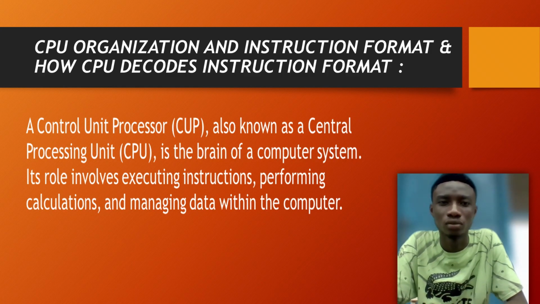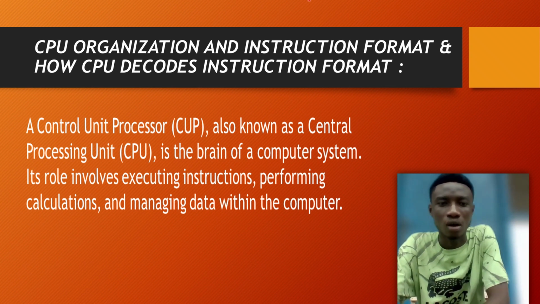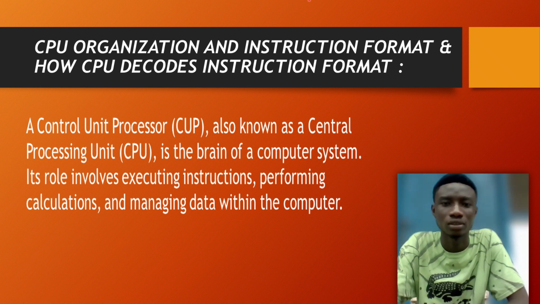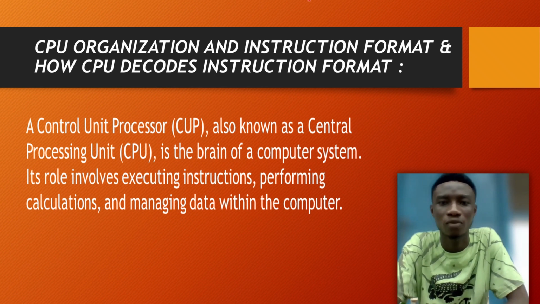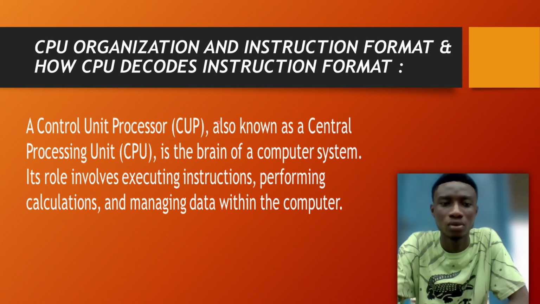Hi class, my name is Jonathan Sakiti and I'm continuing from where my colleague ended about the instruction format. I'm here to talk about CPU organization and instruction format and how the CPU decodes instruction format. A control unit processor, also known as a central processing unit, is the brain of a computer system. Its role involves executing instructions, performing calculations, and managing data within a computer.